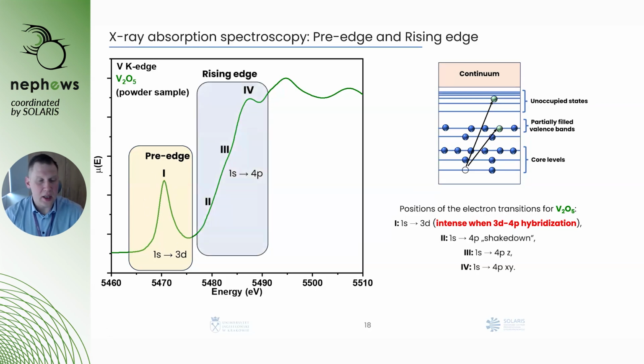Then, if we increase our energy further, we could excite our electron from the core level 1s to the unoccupied state 4p, and it is, let's say, dipole allowed, as we already know, and that is why its probability is much higher. That is why it is called the rising edge, because it's quite intense in comparison to the pre-edge. And here you can see some schematics of such transitions.